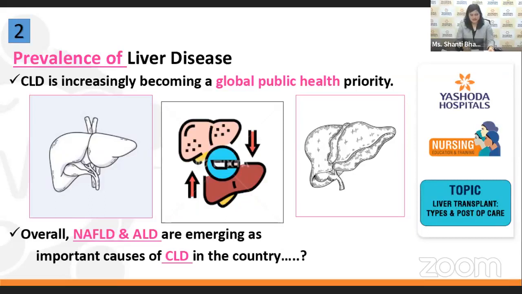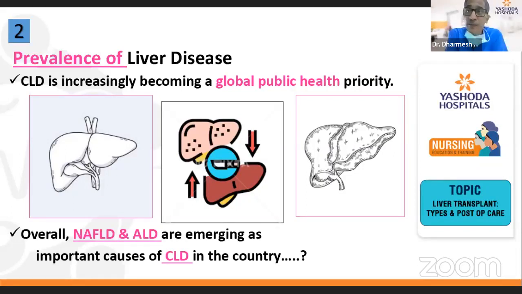So we were just understanding the prevalence of liver disease, as we would like to also understand why the CLD is increasingly becoming a global public health priority. And if you can just see the two causes, which are again emerging as important causes, we would like to understand from your point of view.